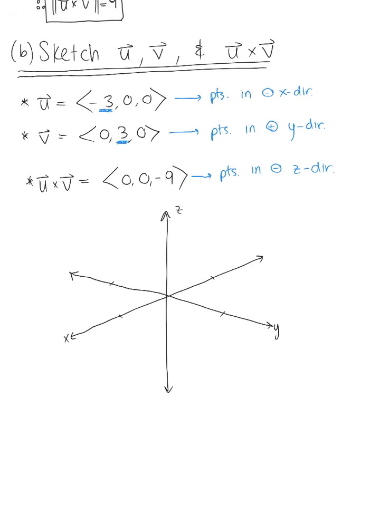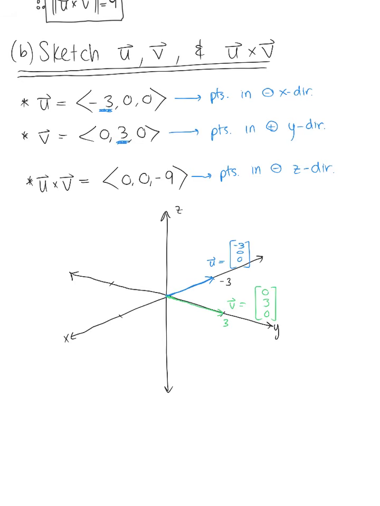So plotting u and v first, we know u is in the negative x direction. So here is vector u from the origin to -3. We can write this as a column vector, -3, 0, 0. We then have vector v pointing in the positive y direction. So we'll say there is 3. And that's our vector v here, 0, 3, 0.